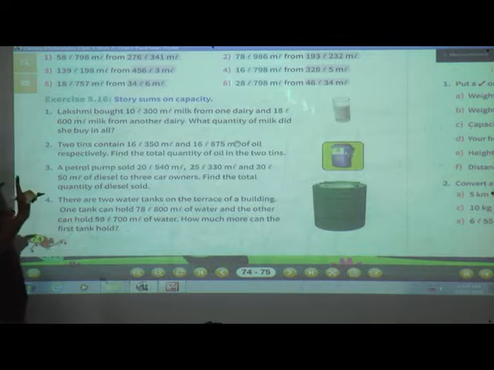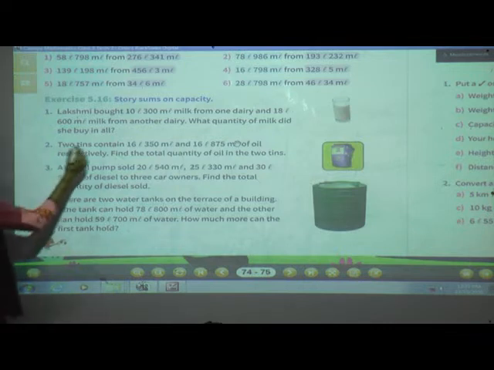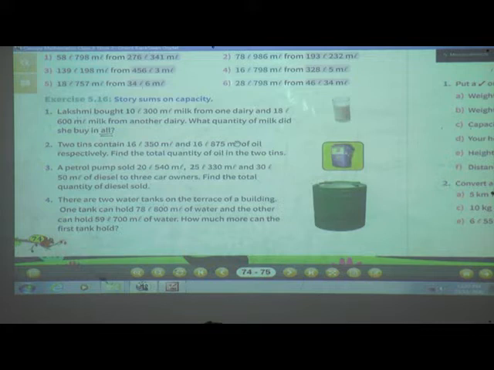See, while solving the story sum, you have to read the question very carefully. See the word in this question, the word 'all' is there. In all. In all means what? You have to do the addition. Okay. What is the total quantity of milk did she buy in all? So here you have to do the addition. So let us do the addition here.